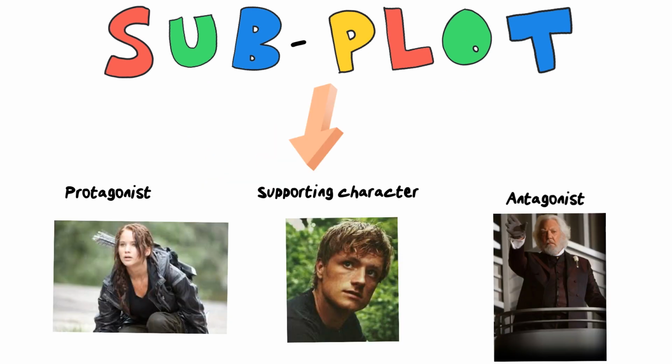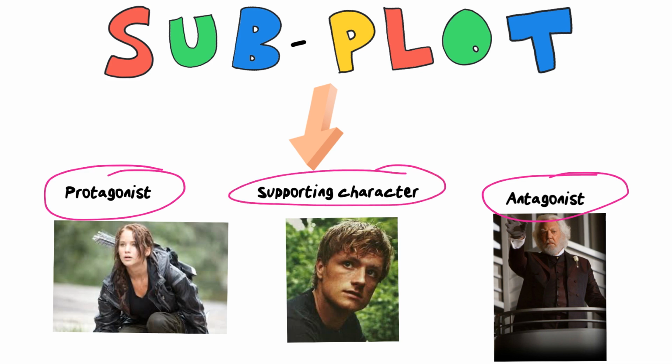Take, for example, The Hunger Games. Here you have the protagonist, Katniss Everdeen, the antagonist, President Snow, and then your supporting character, Peeta Mellark. Peeta has a very large role in the movie. It's not just between your protagonist and your antagonist. In fact, Peeta's character ends up taking up even more space in the whole scheme of the plot of the movie just because they have a well-developed subplot.